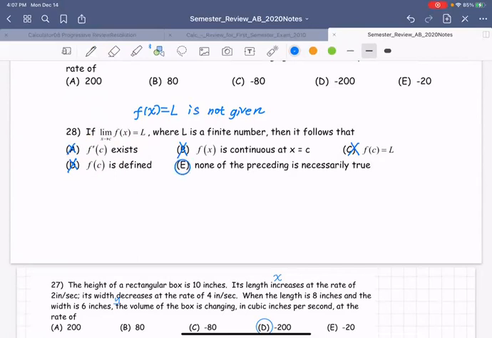To have the derivative exist, it has to be, number one, continuous. Number two, the derivative from the left equals the derivative from the right.